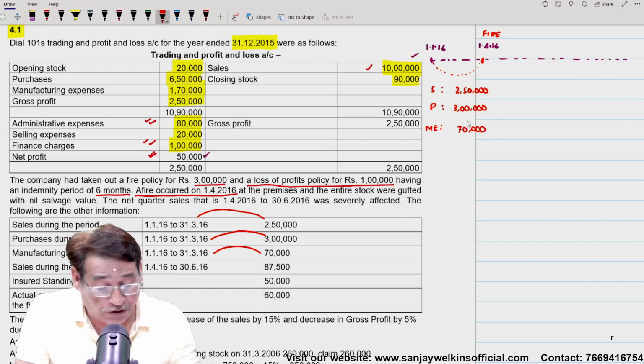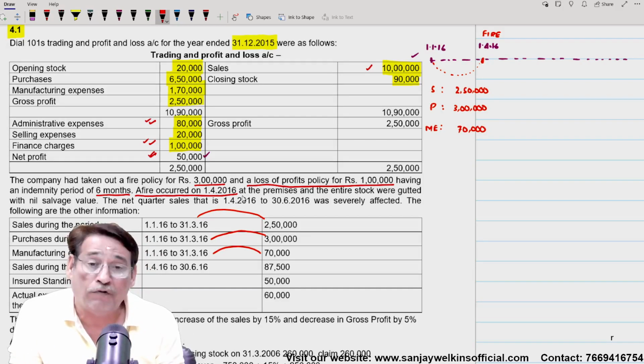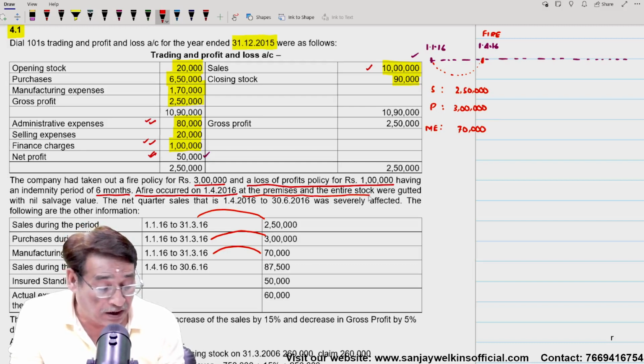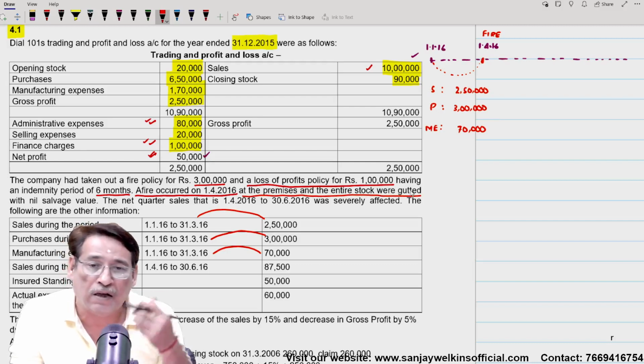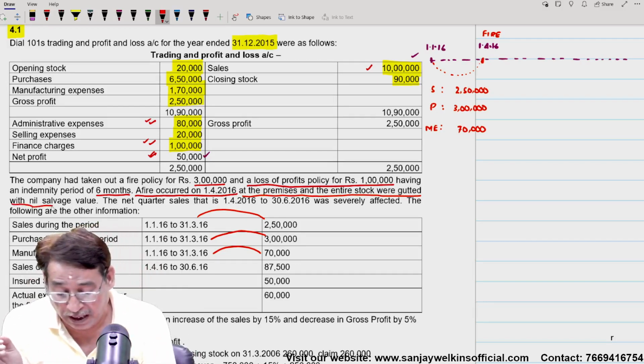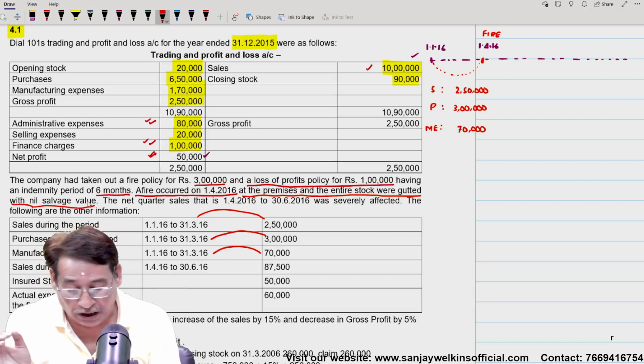Further, the question states that fire occurred on 1/4/2016 at the premises and the entire stock was gutted. Gutted means destroyed. That means the entire stock was lost. Correct? With nil salvage value. There was no salvage value of the stock.